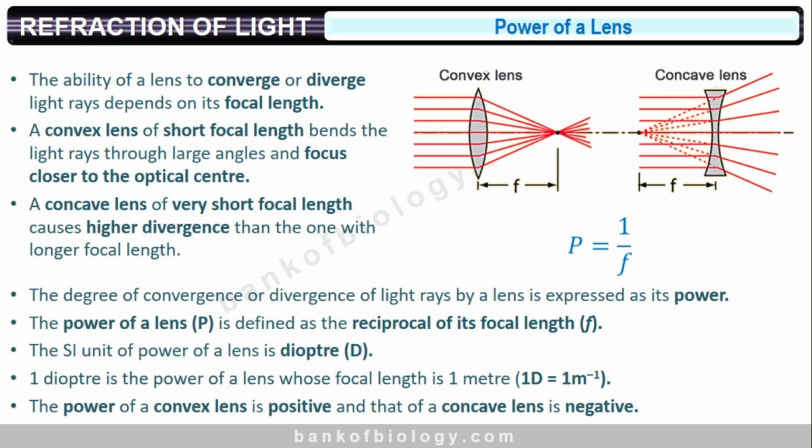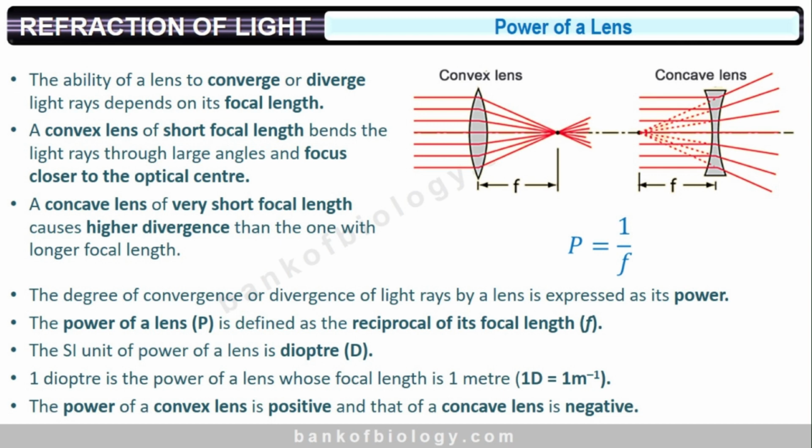The ability of a lens to converge or diverge light rays depends on the focal length. A convex lens of shorter focal length bends the light rays through larger angles, focusing closer to the optical centre. A concave lens of very short focal length causes higher divergence than one with a longer focal length. The degree of convergence or divergence of light by a lens is expressed as its power.